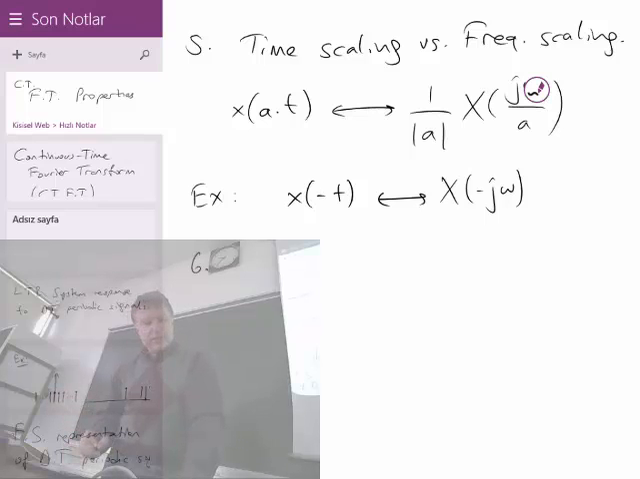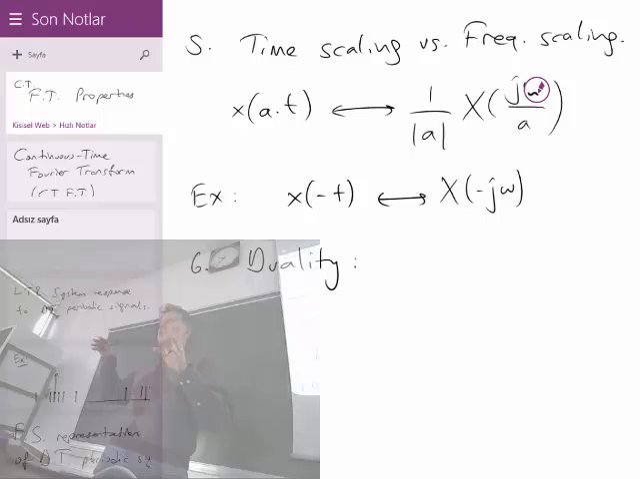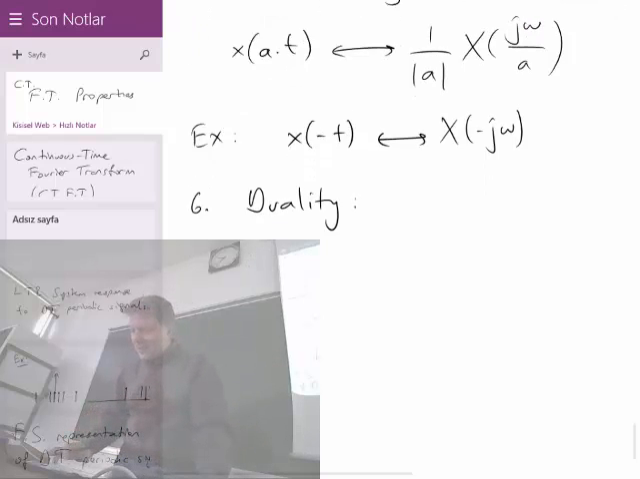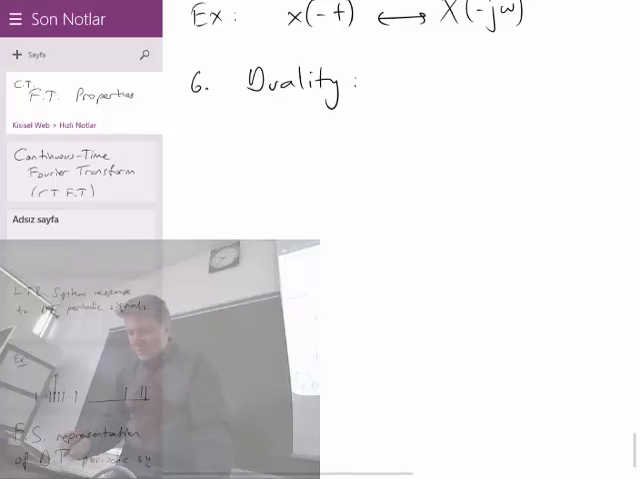The sixth property is duality. Again, this property is something that I have previously mentioned in one example. We said if you have a rectangular shape, its Fourier transform is a sinc. And if you have a sinc shape as a time signal, then the Fourier transform will be a rectangular shape. That is the duality. Forward and inverse Fourier transforms are duals of each other. And it works like this, to be precise.